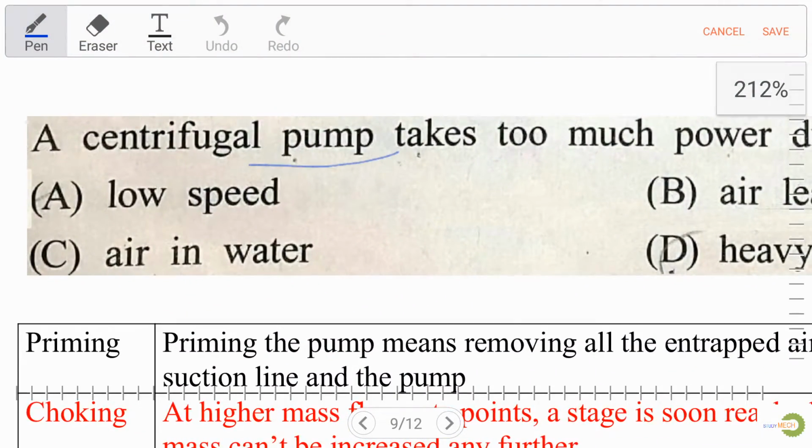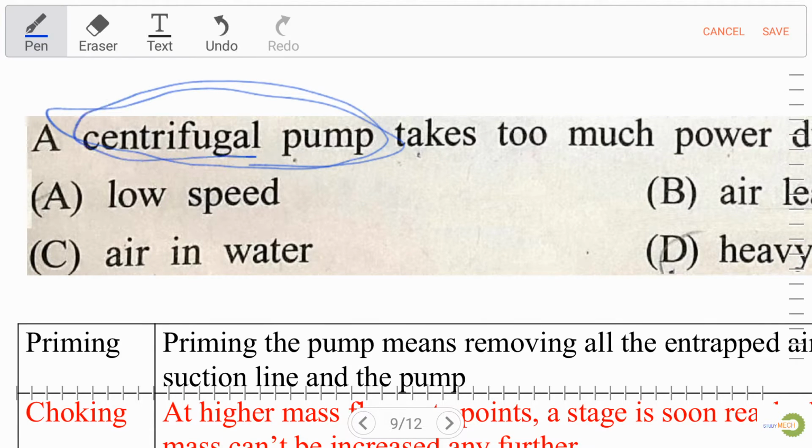A centrifugal pump. Well, a centrifugal pump is a rotodynamic pump.